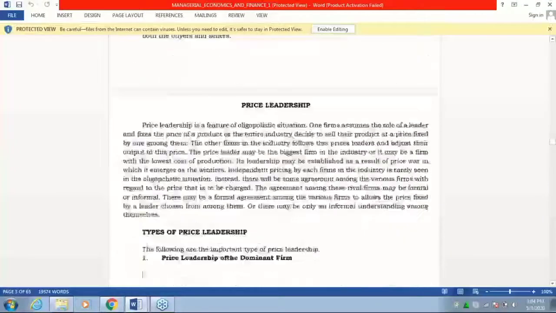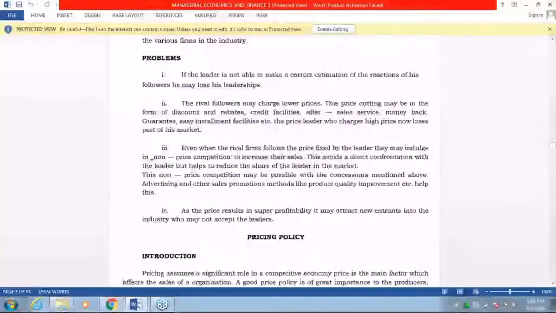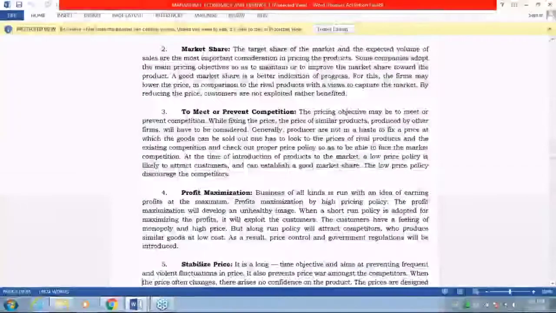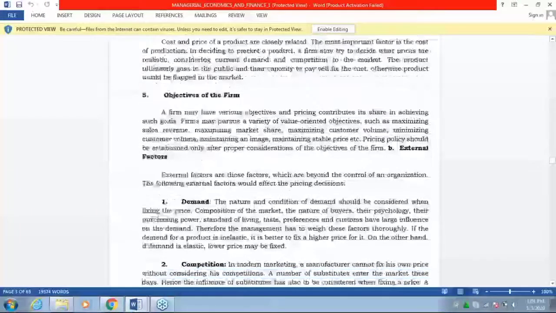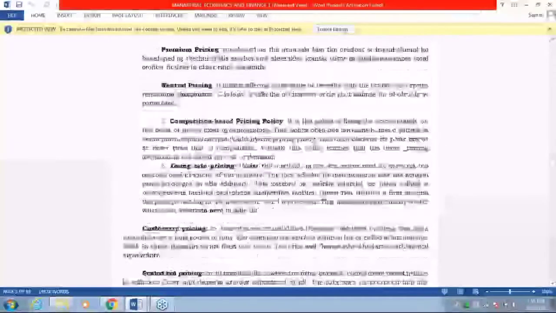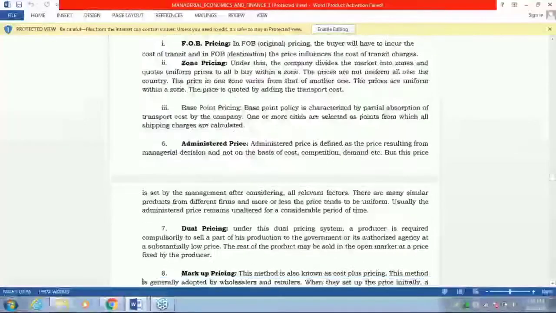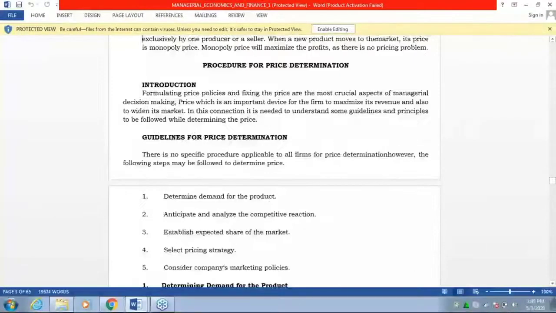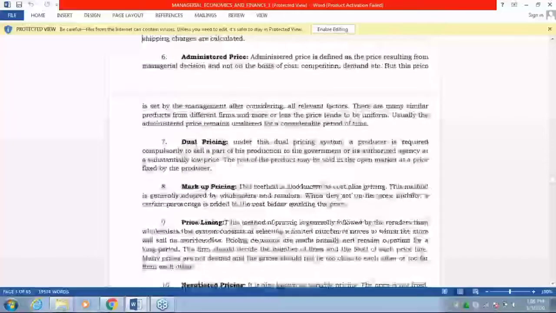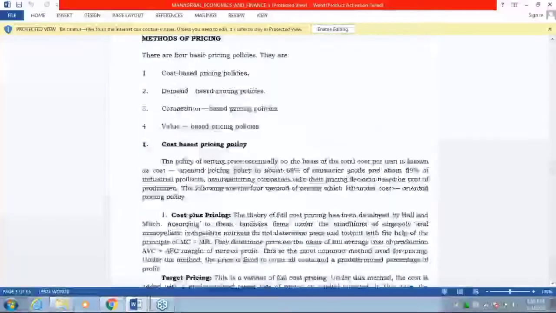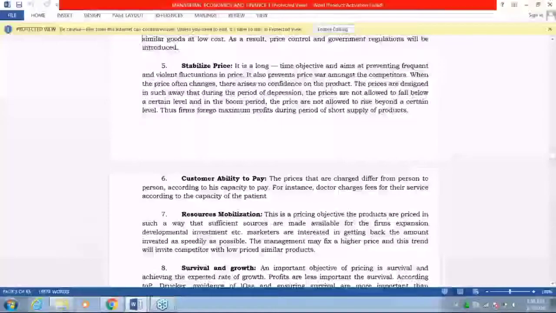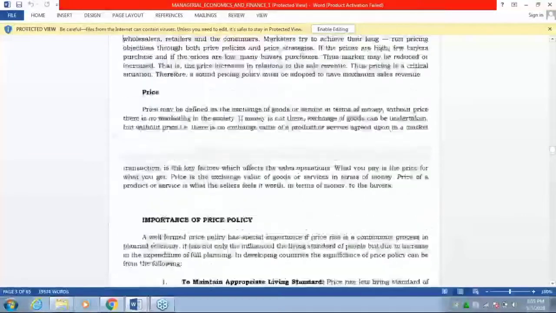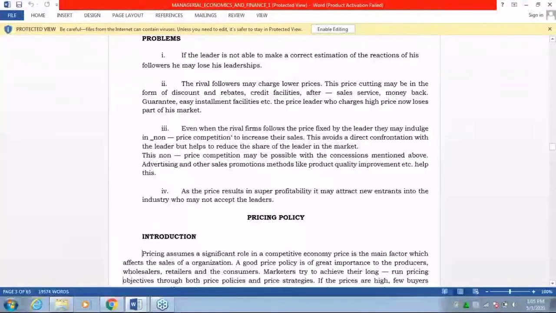As at the last class, I think the assignment given was basically on the... So now let us start from pricing policy. Price policy, as the case may be.